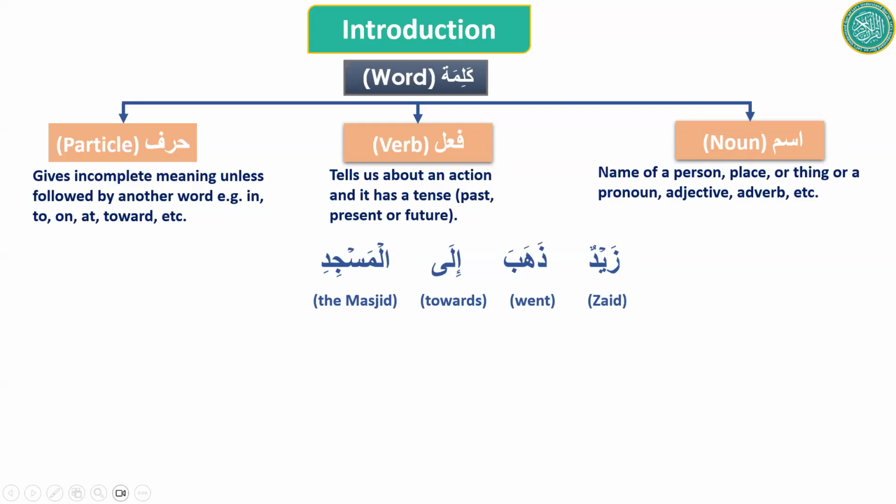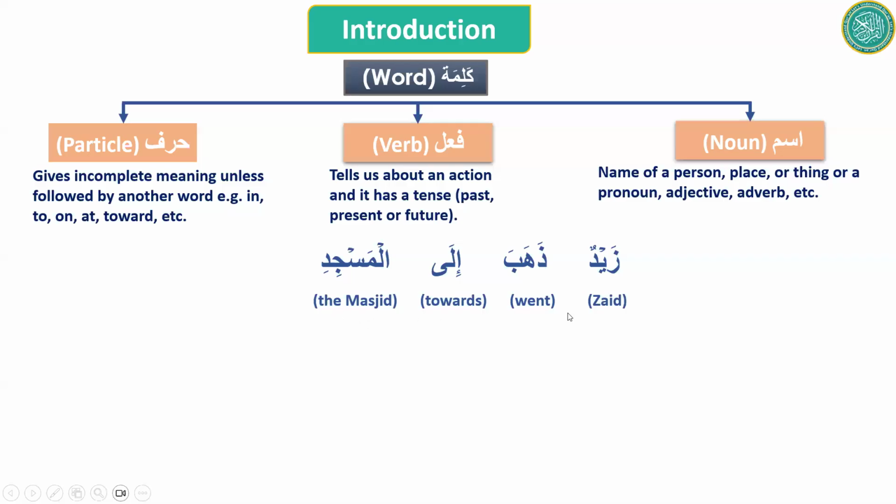زيد ذهب إلى المسجد. إلى المسجد. Very good. زيد ذهب إلى المسجد. I have written the meanings in the brackets below the word. Okay. Zaid is a person.